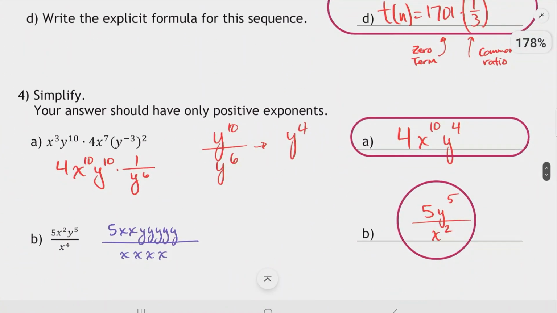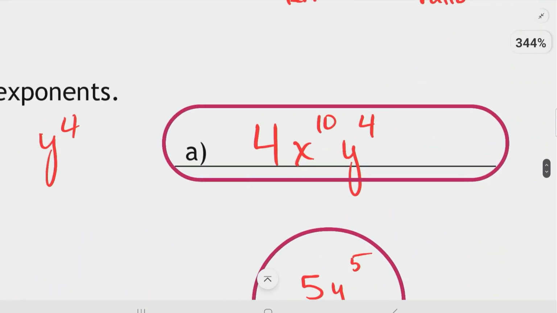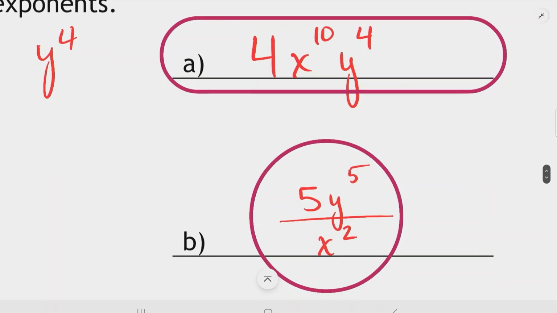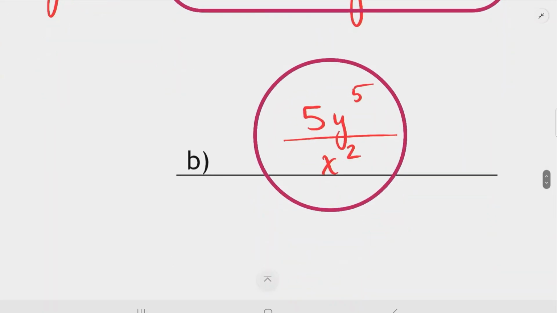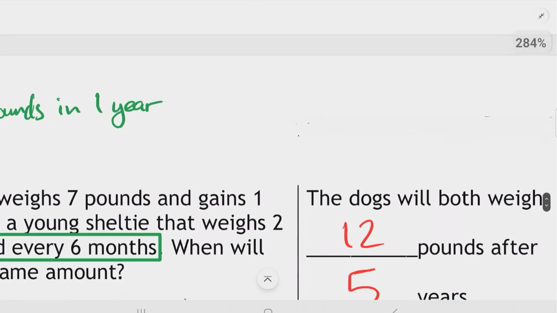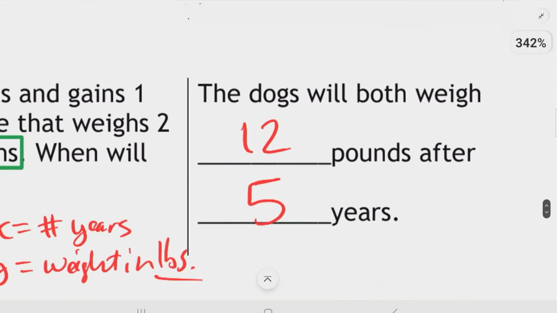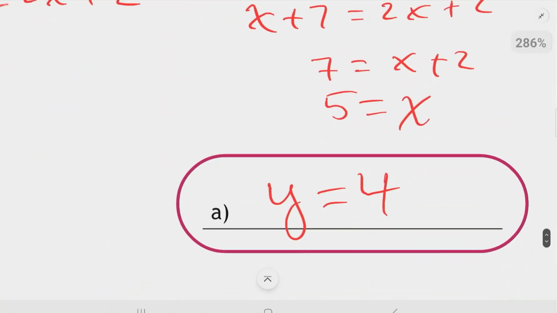For 4a, the simplified version is 4x to the 10th, y to the 4th. For b, the answer is 5y to the 5th over x squared. I did change this problem a bit. The answer was still the same, though. The dogs will both weigh 12 pounds after 5 years.